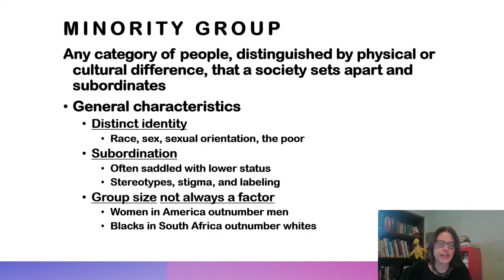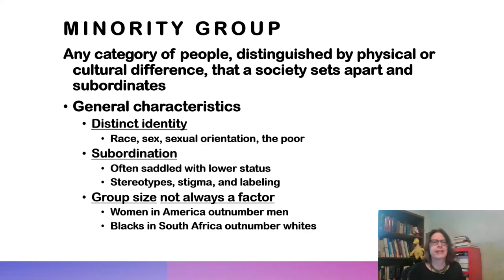Subordination, you need to have negative stereotypes, you need to have stigma, you need to have labeling, negative labeling, lower status. And group size is not a factor. If you look at women in America, they are the subordinate group. They outnumber men. If you look at apartheid in South Africa, blacks outnumbered whites. So minority doesn't necessarily mean minority in number.